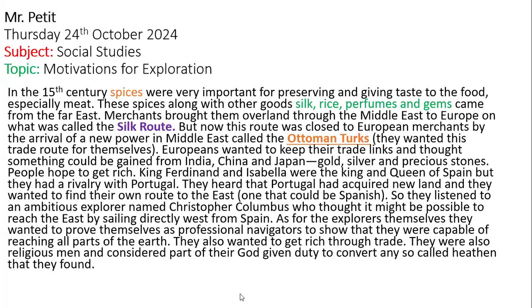So there are different reasons. Number one, they wanted to find a new trade route to the east. And Christopher Columbus thought that they could reach there by sailing west. But why was the east so important? Why did they want to get there? Because it had gold, spices. What else did it have? Gems, right? All those different things. Perfumes.